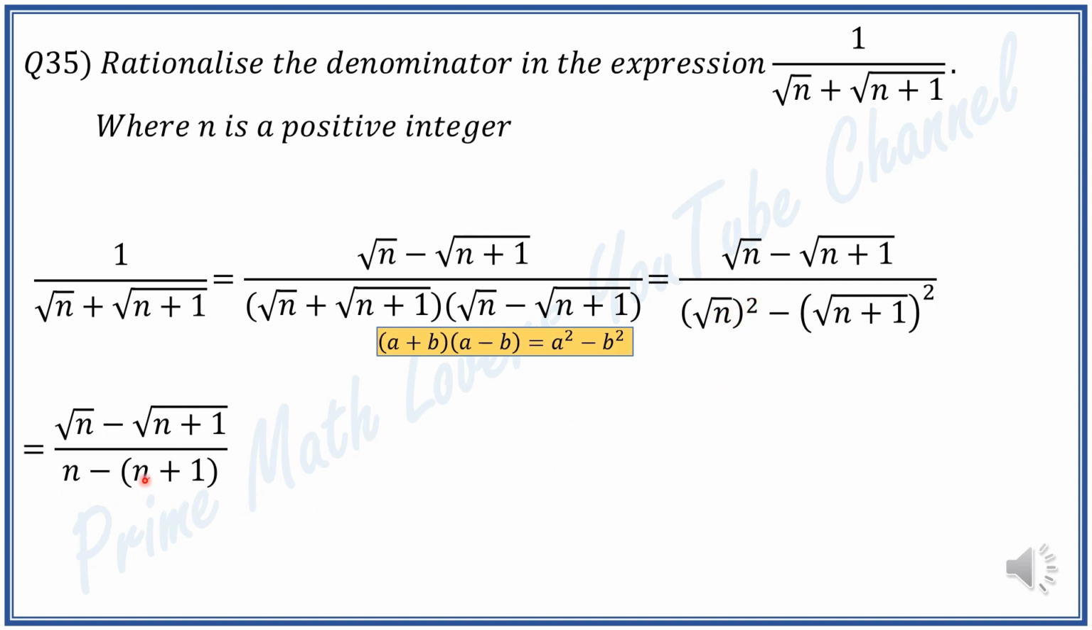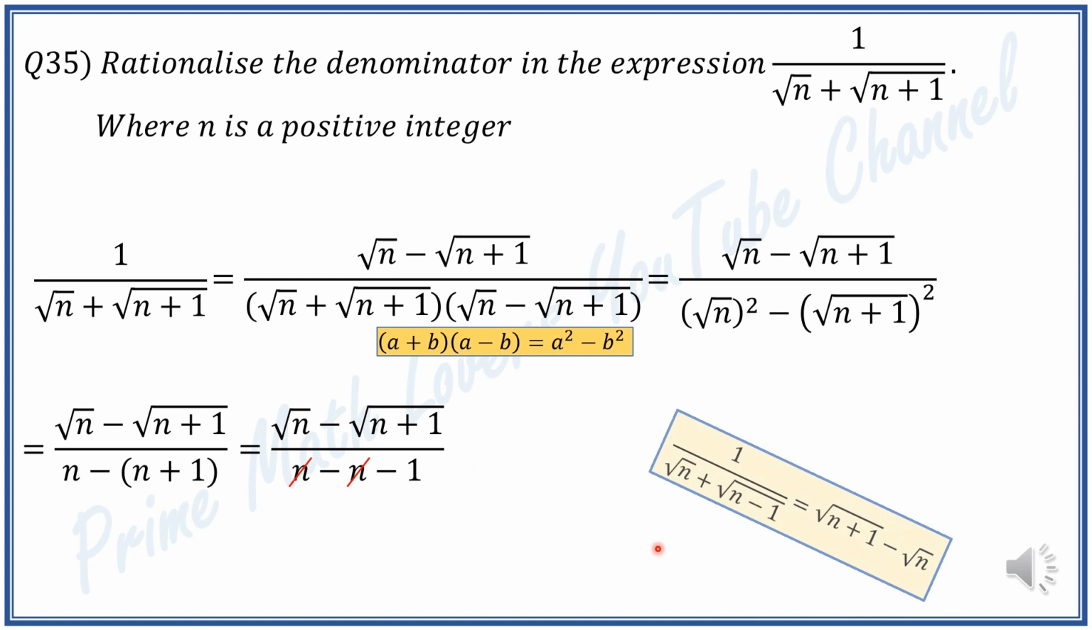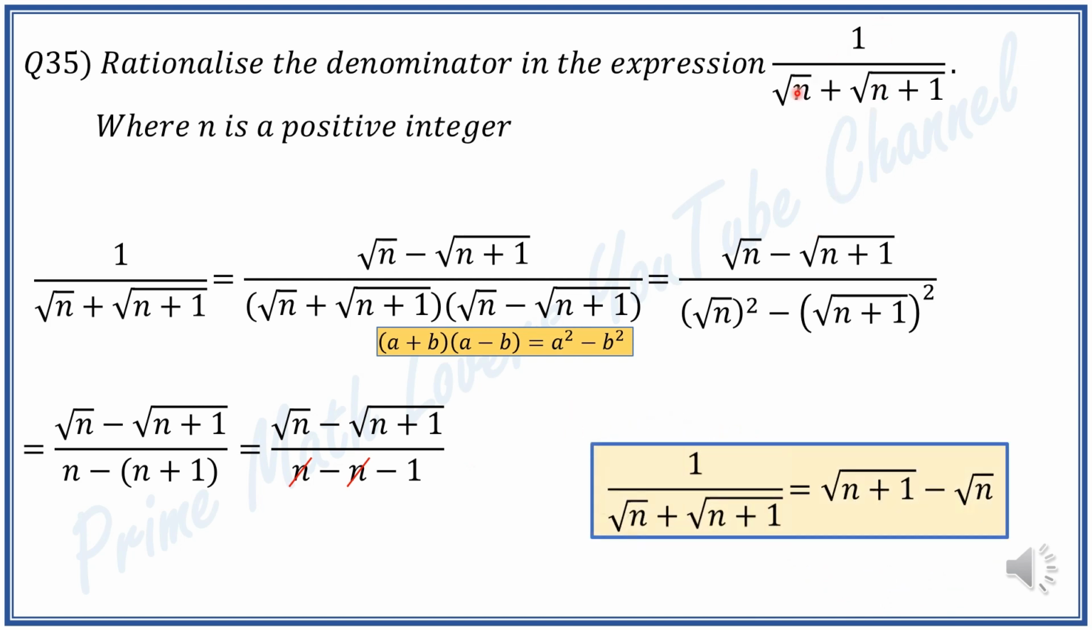power of 2 will be n, and square root of n plus 1 to the power of 2 will be n plus 1, so n minus (n plus 1). I expand this negative, so we'll get n minus n minus 1. And we can cancel n with the negative n and apply this negative on the numerator, and we'll get 1 over square root of n plus square root of n plus 1 is equal to square root of n plus 1 minus square root of n.